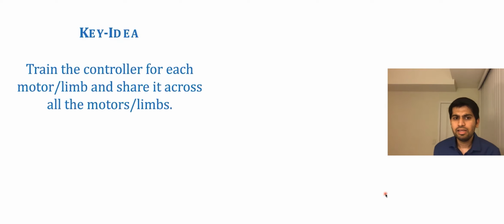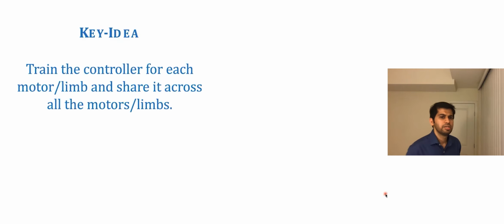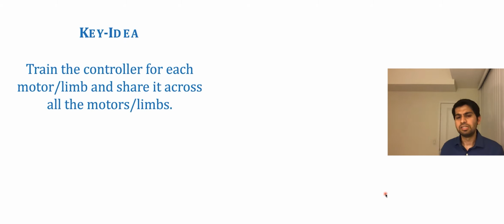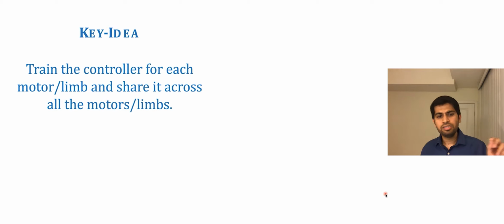Well, the key idea of our approach here is that since every agent has a different number of motors and limbs, it does not quite make sense to train a policy for the whole agent. We should probably train policies for each motor or limb of the agent and then share that policy across all limbs of all the agents.